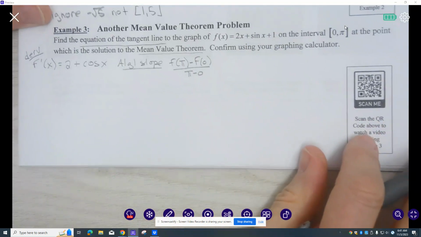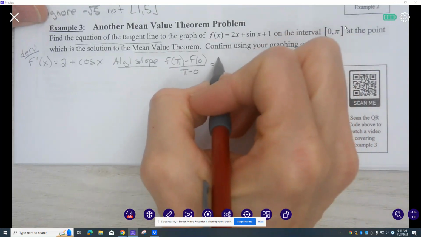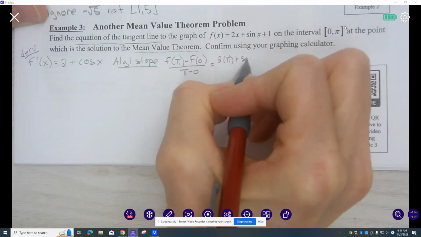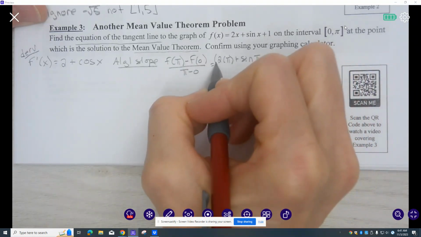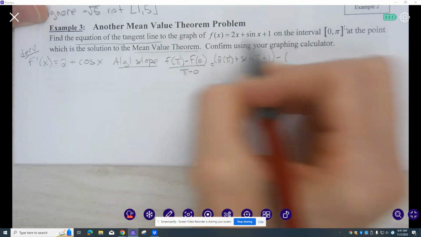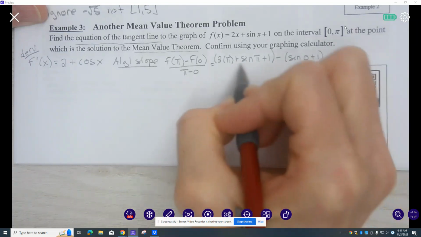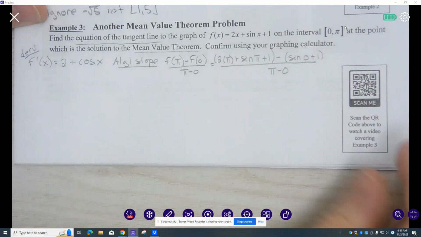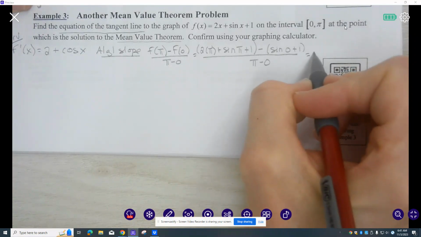So let's plug pi into our function. That would be 2 pi plus sine of pi plus 1. So that's f of pi minus f of 0. That would just be sine of 0 plus 1, all over pi minus 0. And I'll let you work that out, but you should get 2 for that.